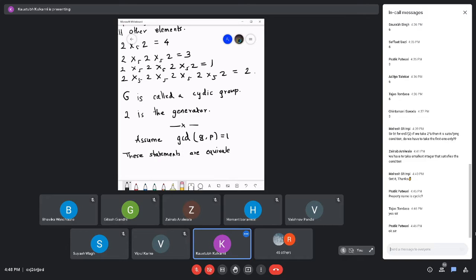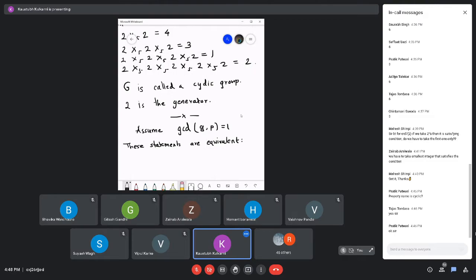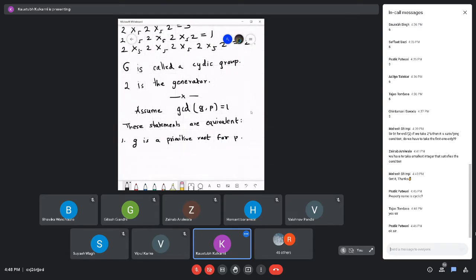This is like saying the same thing in different ways. So first is that G is a primitive root for P, that is, the order of G mod P is equal to P minus 1.